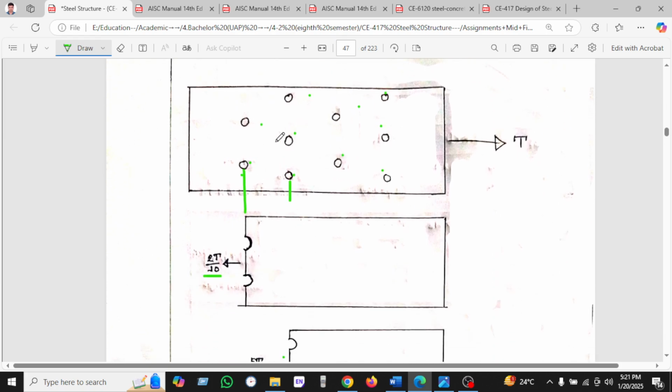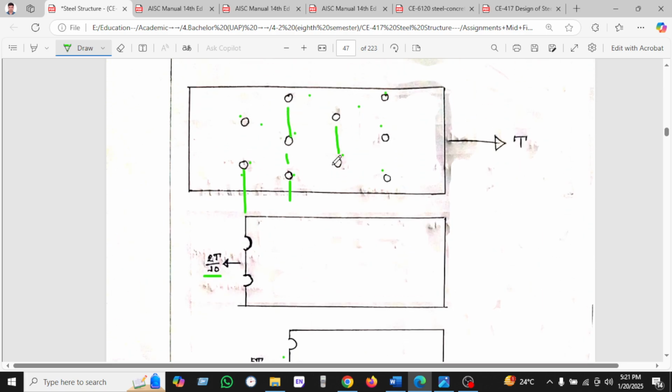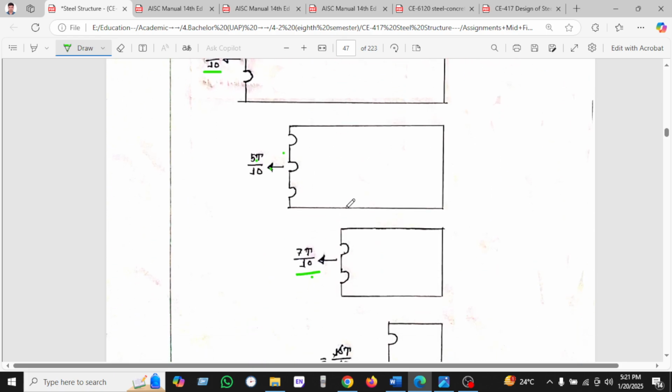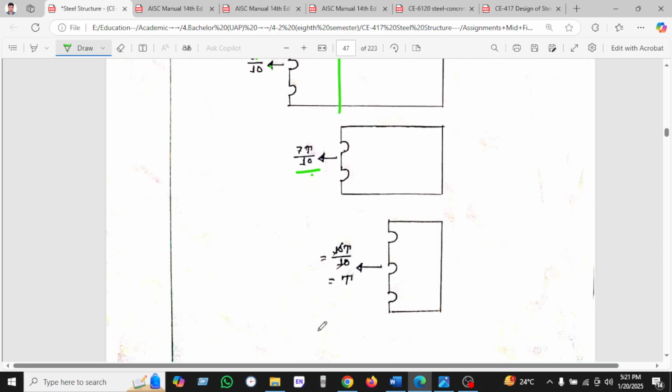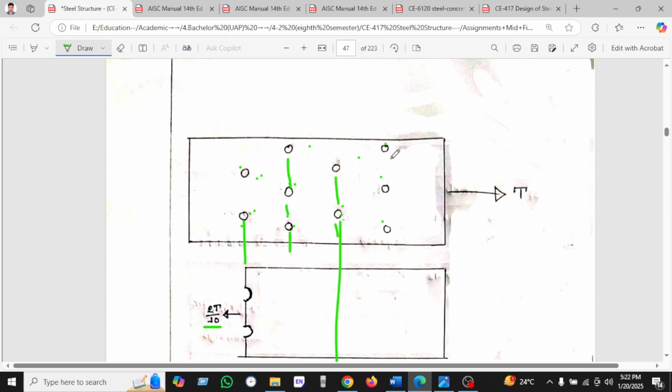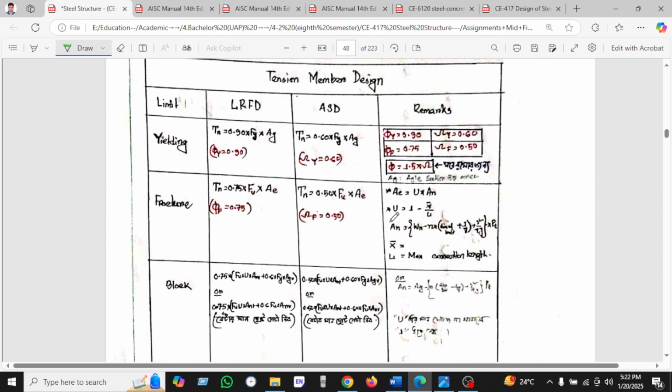The second one will be a fifth. Why? Because if we add this 2 and this 3, we get 5 divided by 10. In the same way, 2 and 3 is 5, and then adding another 2 will be 7, so that's why we use the 7 in this part. We use 7t divided by 10, and the last one is only t. Okay, so here are some vital formulas for tension members.